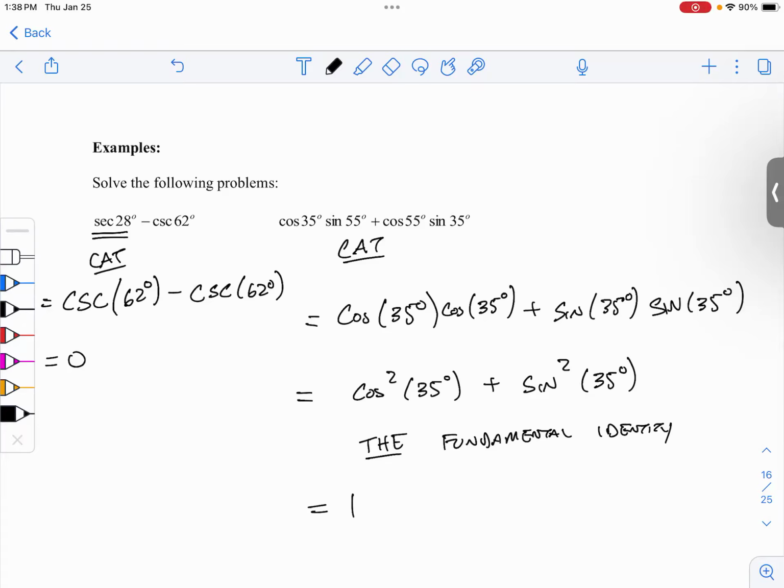Oh, look at that. And look at it. 0 and 1. See? Guessing in the dark. Good.